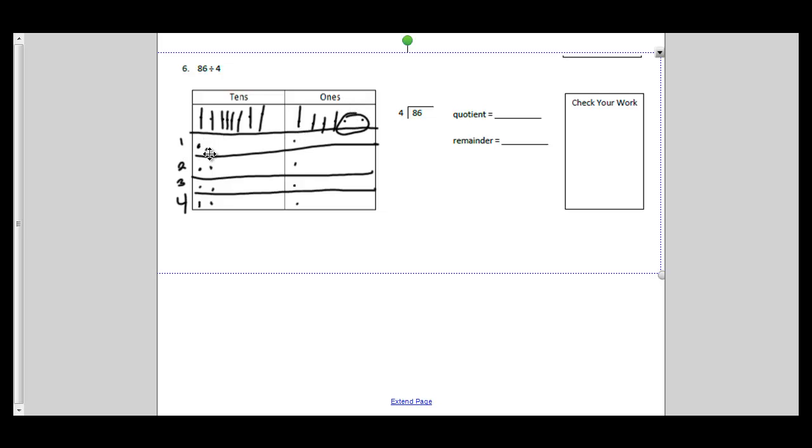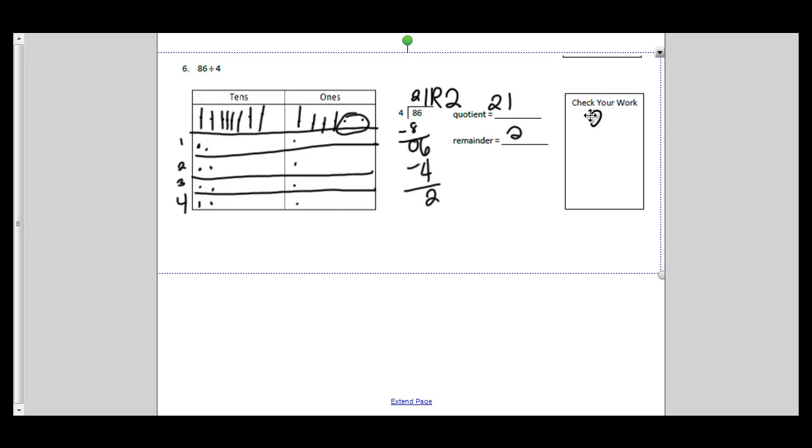Okay, so let's look at my quotient. I have 2 tens and 1 one in each group. So 21 is my quotient with a remainder of 2. So first I divided the tens. 8 tens divided by 4. I had 2 tens in each group, so 2 times 4 was 8. I had no tens left over, and then I divided the ones. When I took 6 and divided by 4, I had 1 in each group. So 1 times 4 is 4. I had 2 left over, so that was a remainder of 2.